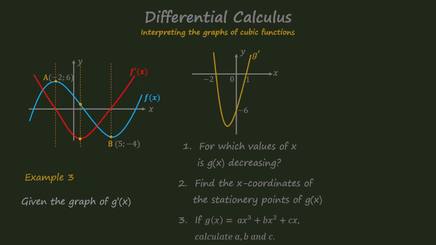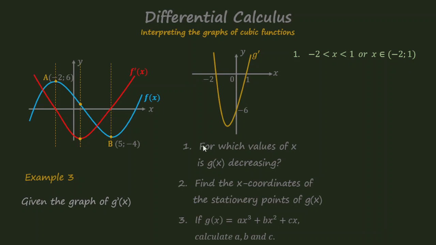So g at x is decreasing between -2 and 1. We can show that g is decreasing between -2 and 1, or we can write x is an element of (-2, 1) to show where g is decreasing. G is decreasing where its derivative is less than 0.